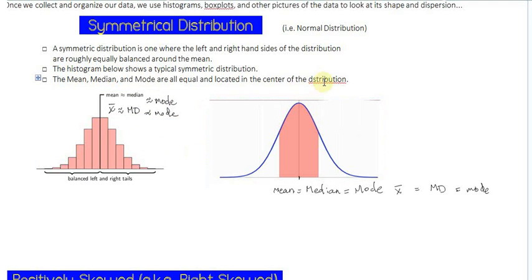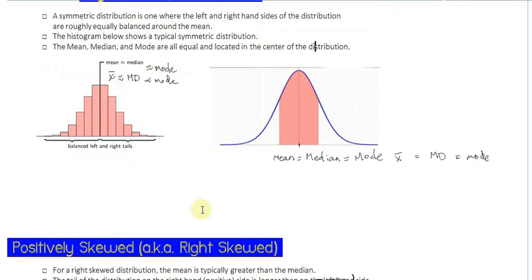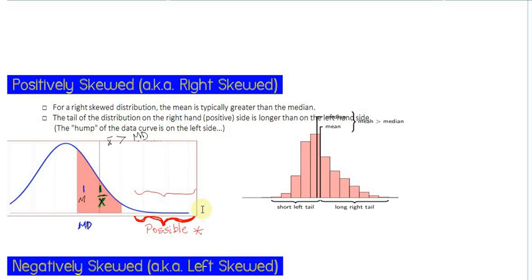I hope I don't need to define symmetry for you guys. Something symmetrical has the same area under the curve on both sides. It's balanced around the mean. Okay, so this is what a symmetrical distribution would look like. All right. So now let's look at positively skewed.